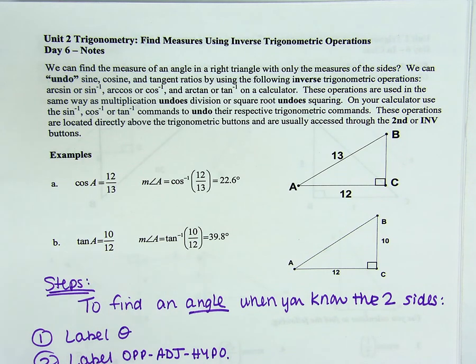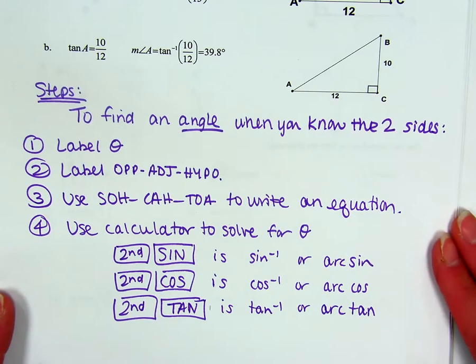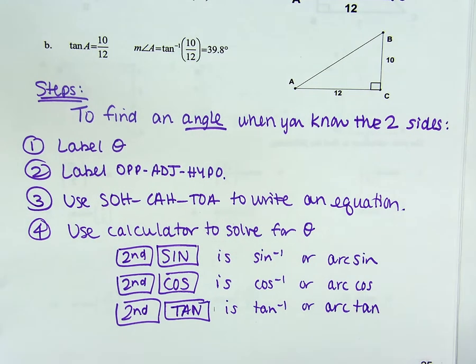All right, so today we're going to do Unit 2, Day 6, which is using inverse operations to find the measures of angles. On page 25 in your booklet, I have these steps written down for you. You could pause the video if you need to.